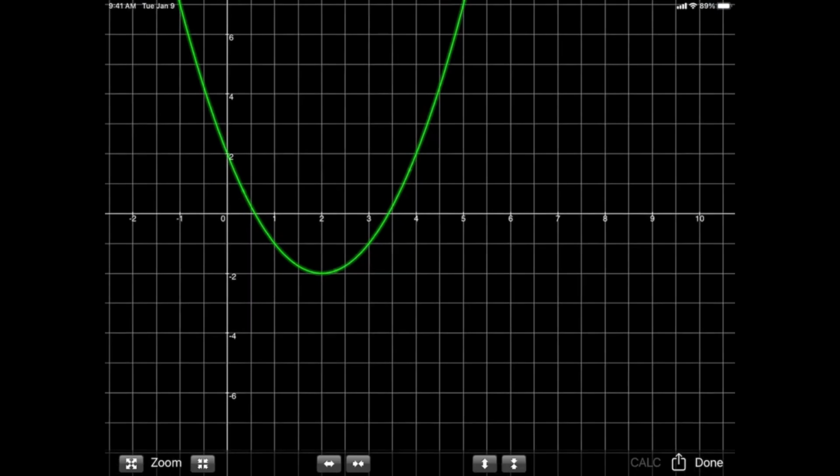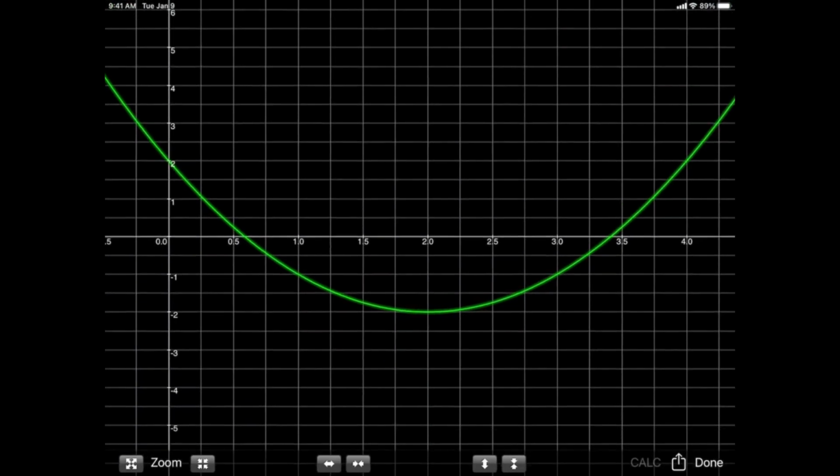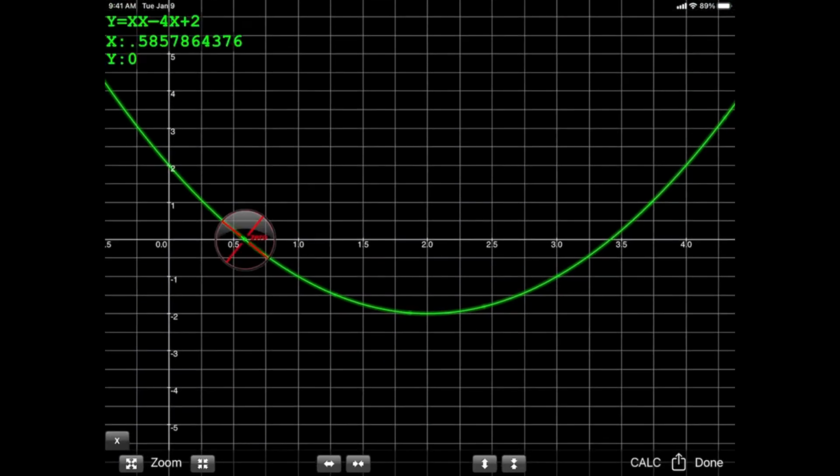Okay. I love how it changes the decimals. Do you see how, if you click right on it, it'll give you a 0. But that is between, on the x-axis, 0.5857 is between 0 and 1. And the other one is between 3 and 4.